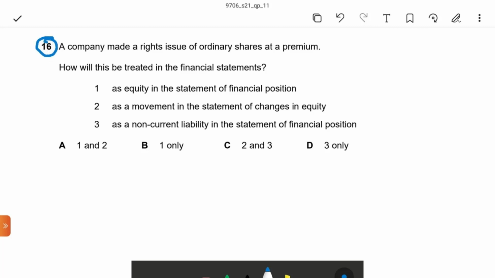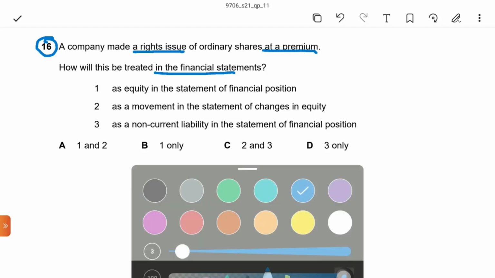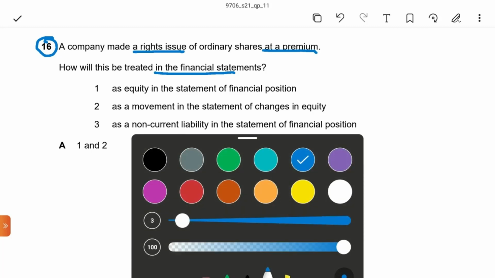A company made a rights issue of ordinary shares at a premium. The company is issuing a rights issue at a premium. How will it be treated in the financial statements? What do you mean by premium? Premium means the company is issuing the shares at more than the actual price.